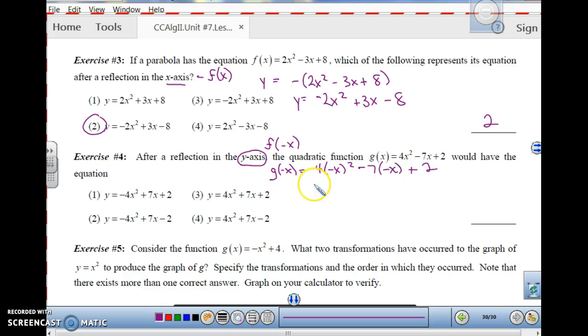All right, negative x squared is just x squared, so that's 4x squared. Negative times negative is a positive 7x, and then plus 2. So after reflection in the y-axis, this function should be 4x squared plus 7x plus 2, which should be number 3.